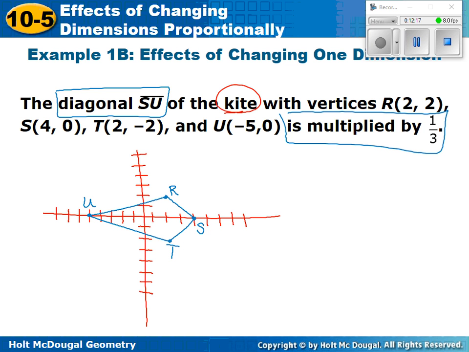Okay, it's being multiplied by 1/3. So the answer would be, what happens to the area if you multiply the diagonal by 1/3? The area is multiplied by 1/3.